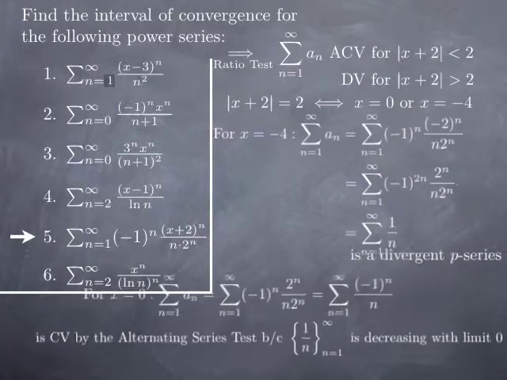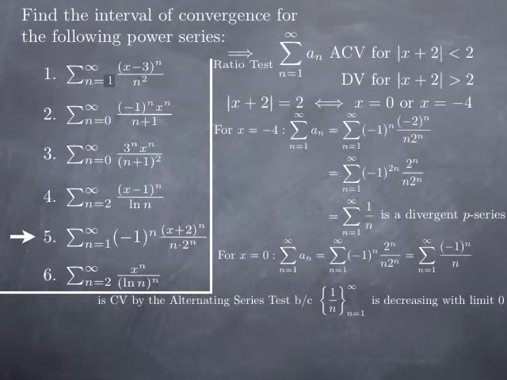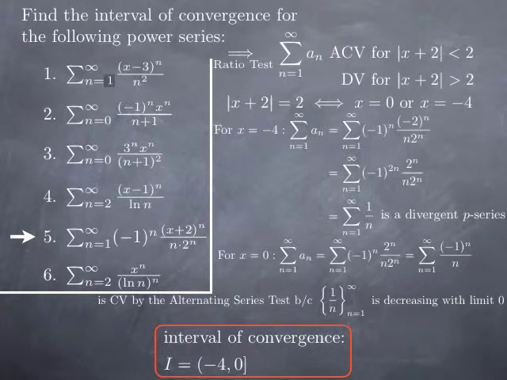And therefore, we have found that our interval of convergence extends from -4 to 0, that the series is divergent at -4 and convergent at 0, and the interval of convergence is therefore the interval from -4 to 0, -4 excluded, 0 included.